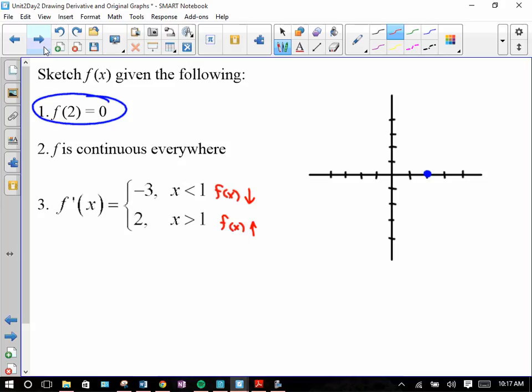Alright? So, when x is less than 1, I need to put a slope of -3 on there. So, let's go ahead and put a slope of -3. Well, first of all, we know that since the first derivative is negative, it is decreasing. So, let's just do this.